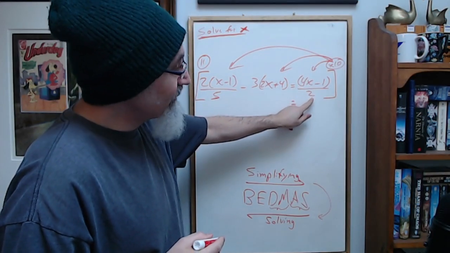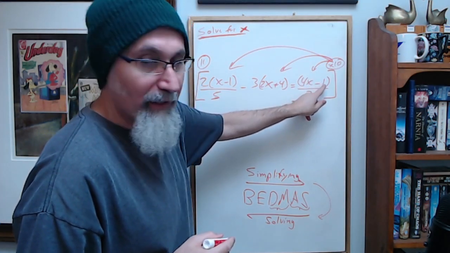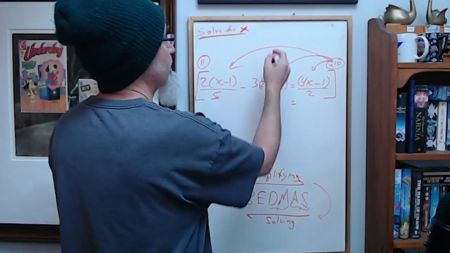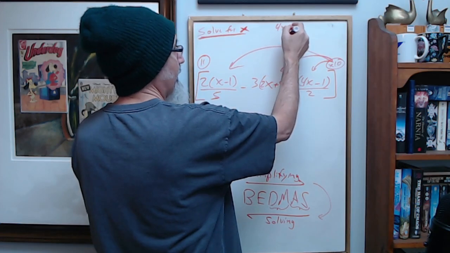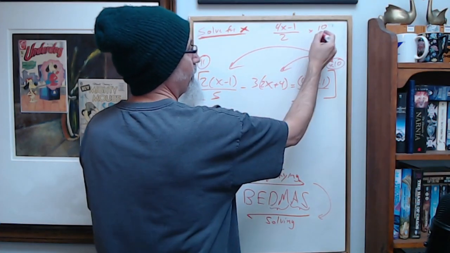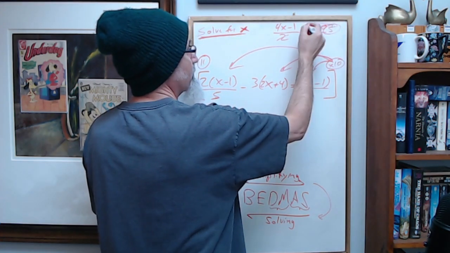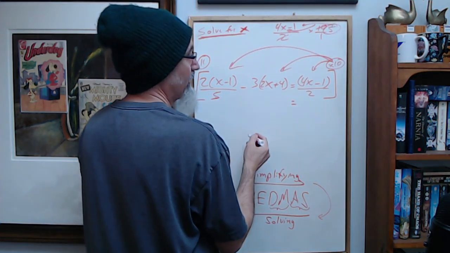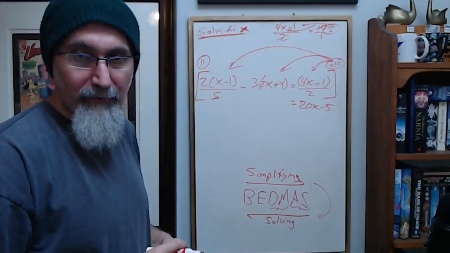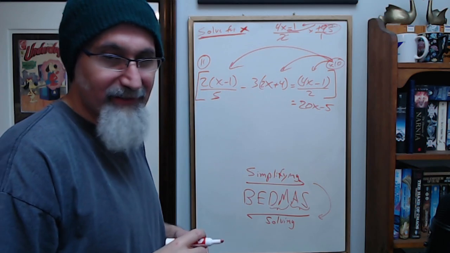The 10 kills the 2. 2 goes into 10 five times. 5 now multiplies the top, this side. I'm going to do this on the side: 4x minus 1 divided by 2 times 10. That's 10 over 1. 2 goes into 10 five times, so it's really just 5 multiplying this and that. So this becomes 20x minus 5.